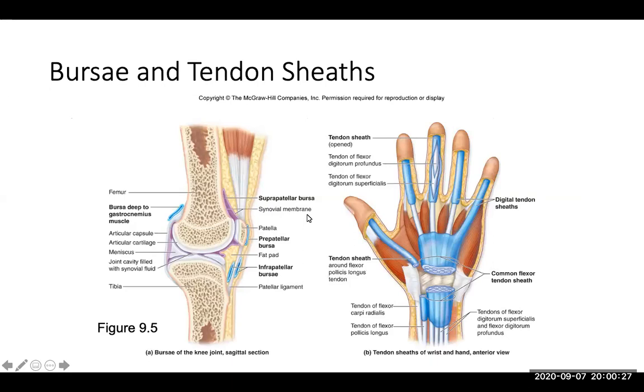So here are bursa and tendon sheaths. You can see the tendon sheaths around the tendons in your fingers. And you can also see the bursa providing extra support in the knee joint here. So every bursa or tendon sheath is in blue.